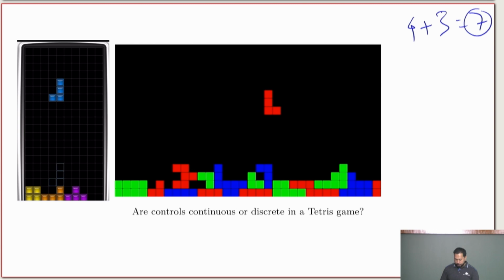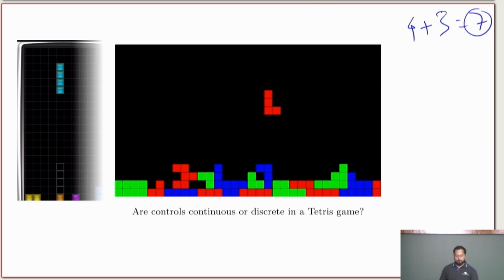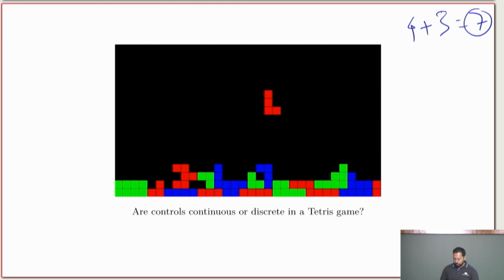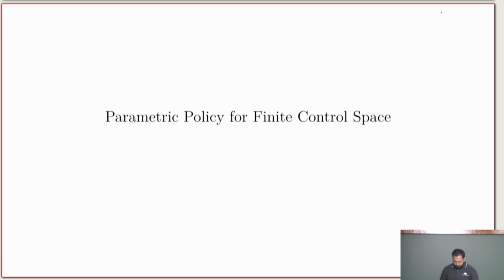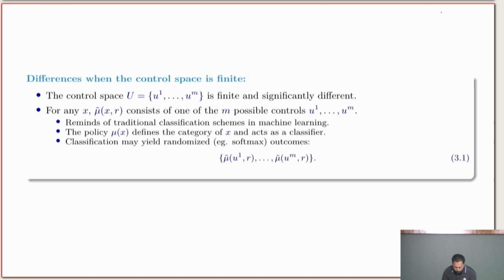If we want to use parametric approximations, the control predictor will be a classifier. This is what we said just now. The control space, if there are m controls, is finite, and then for any x, mu tilde x consists of m possibilities. So there are m classes to predict. Now, as you know from machine learning, you may use softmax to predict among these m classes. So which is the most likely control to be taken? This could be predicted by softmax.